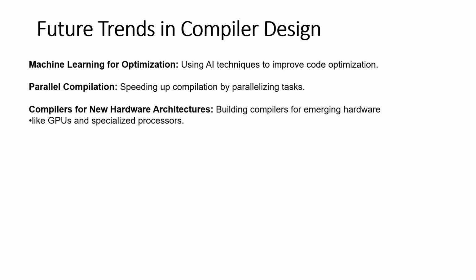These are the future trends which will be used in compiler design. Machine learning techniques will be used for optimization. We can use AI techniques to improve the code optimization. Parallel compilation is also possible, which means we can speed up the compilation by parallelizing the task. We can build compilers for emerging hardware like GPUs and specialized processors.